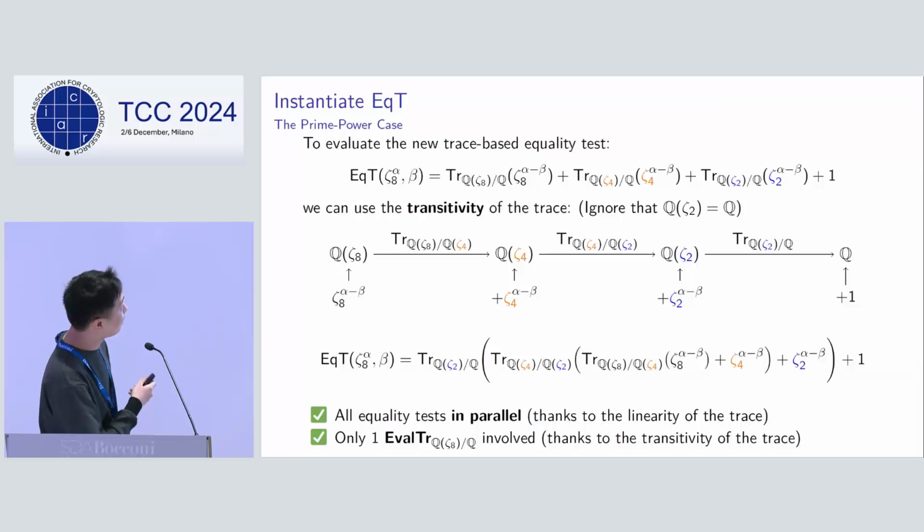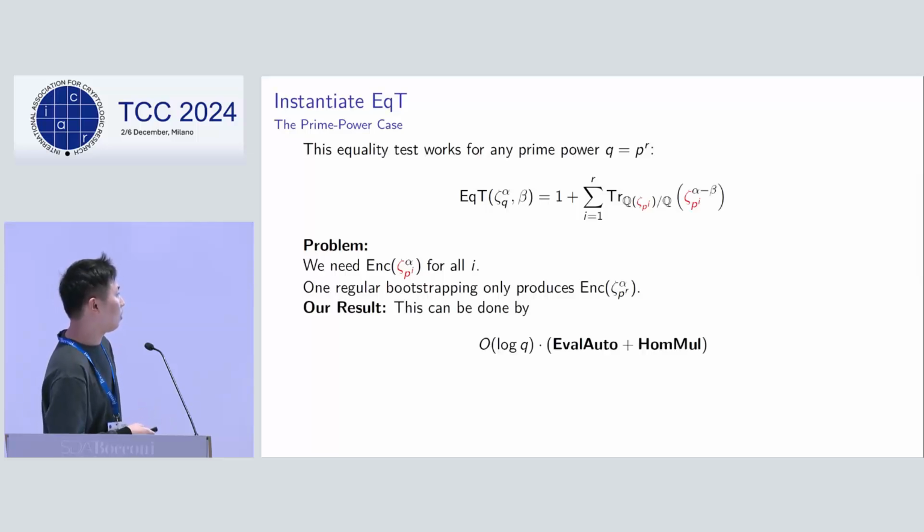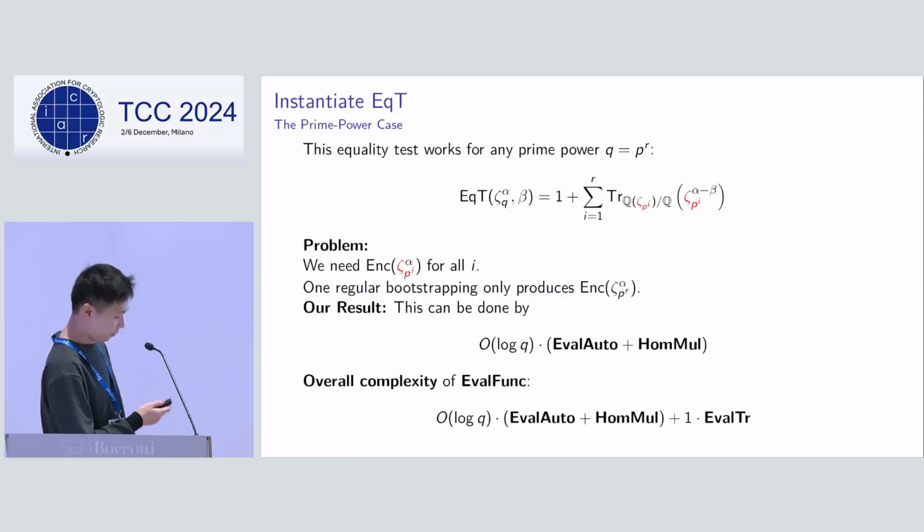Moreover, this equality test works for arbitrary prime power, but the problem is that we need encryptions of the subring elements. Our result is that this can be done within a logarithmic complexity. So then the overall complexity of function evaluation becomes like this. Next, let's move to the composite case.